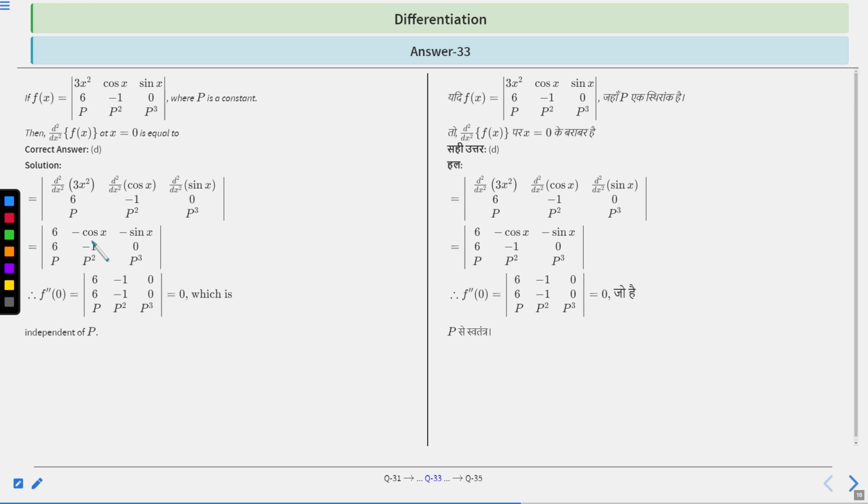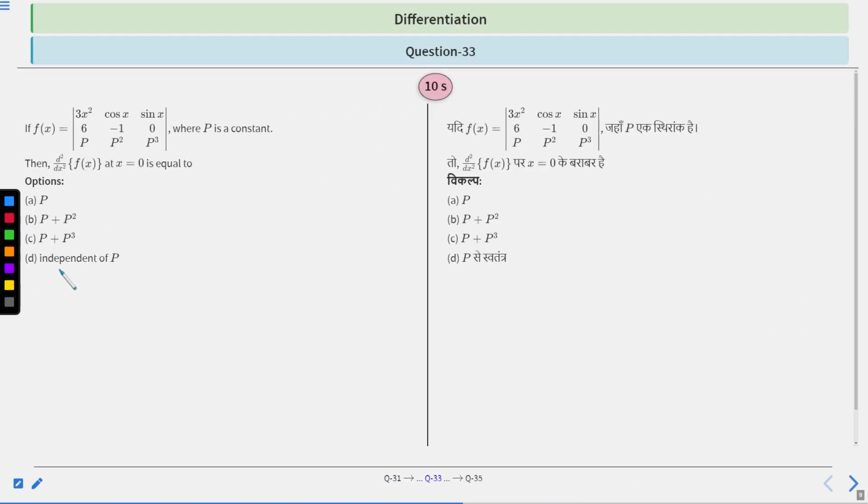Therefore f double dash 0 is, put x equal to 0, the determinant with rows 6, minus 1, 0; 6, minus 1, 0; p square, p cube. The determinant is equal to 0 after solving, which is independent of p. Clear? So option D is the right choice, independent of p, because the answer is 0. Okay, let's move to the next question.